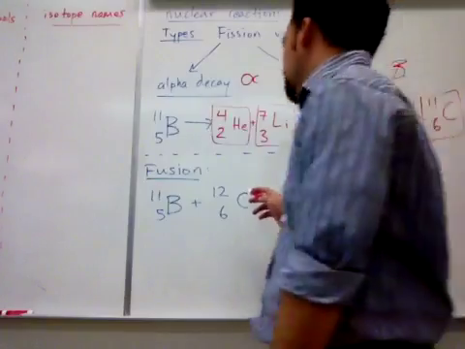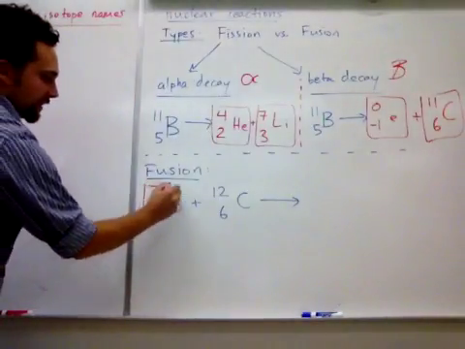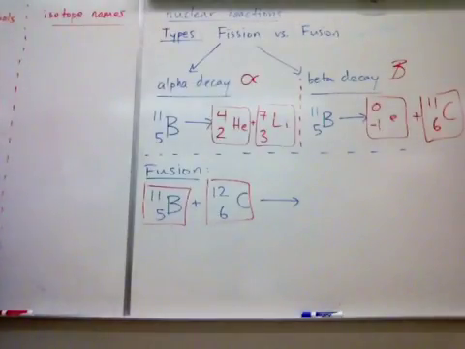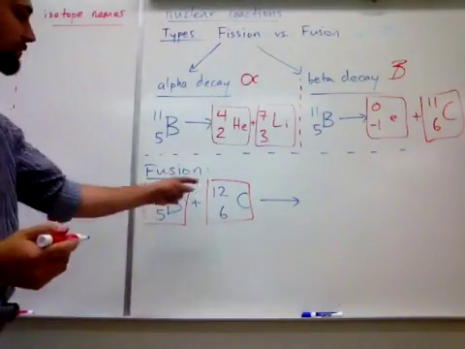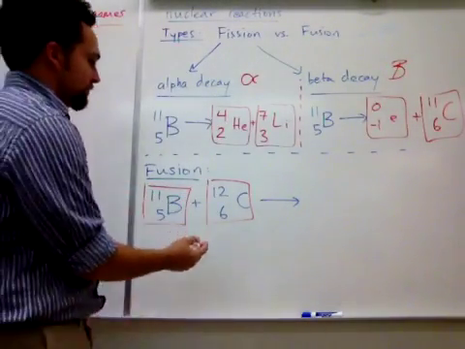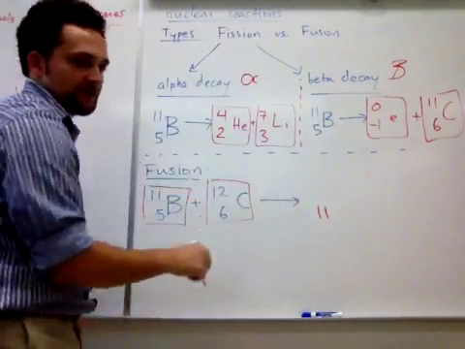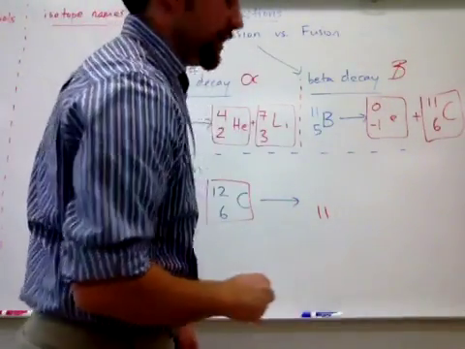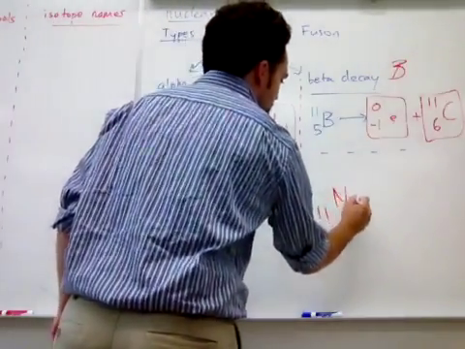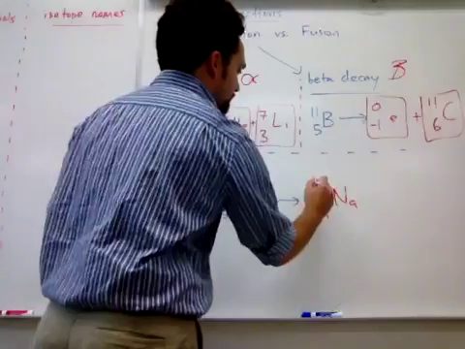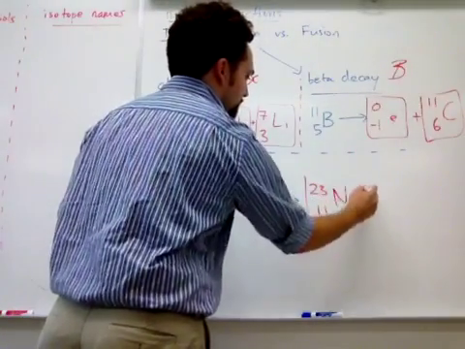Now fusion, on the other hand, is where we start with two things and we fuse them together to make one new thing. So we've got boron, carbon. We're going to fuse them together in a nuclear reaction to make 5 and 6 is 11, so that's element number 11, sodium. And the mass for that's going to be 11 plus 12, which is going to be 23. Okay, sodium 23.